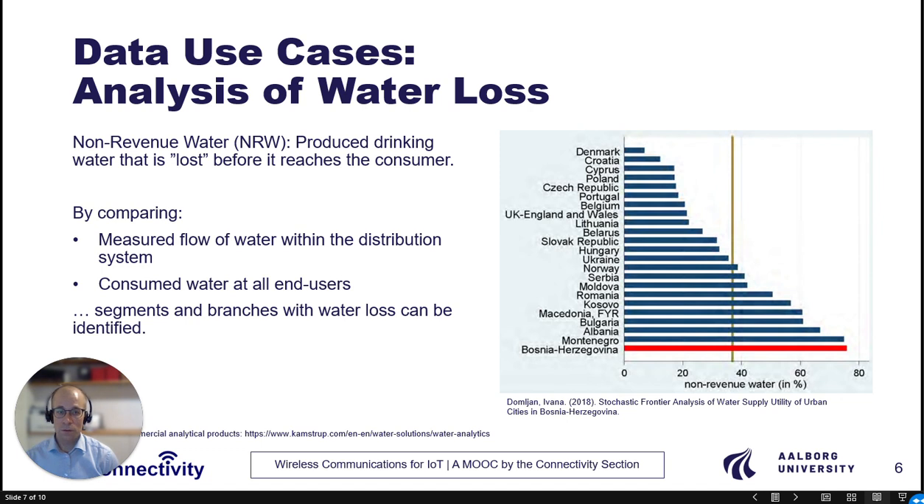With the continuous stream of data sampling the amount of water running into a pipe segment or a section in the distribution network, and also samples of the water running out, it's possible to locate and fix even small leakages in the network, and in this way reduce the level of non-revenue water.